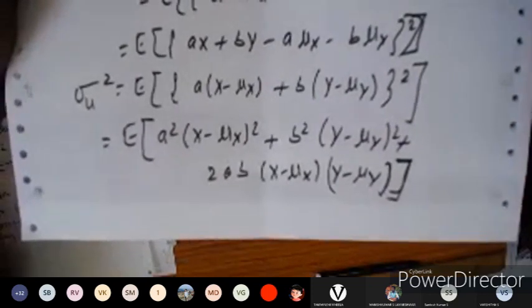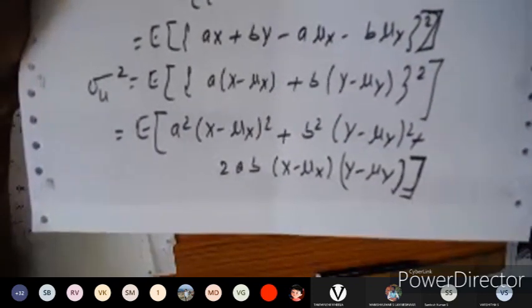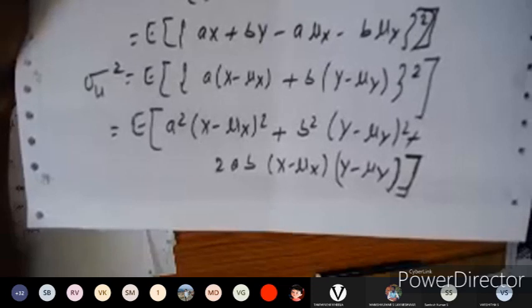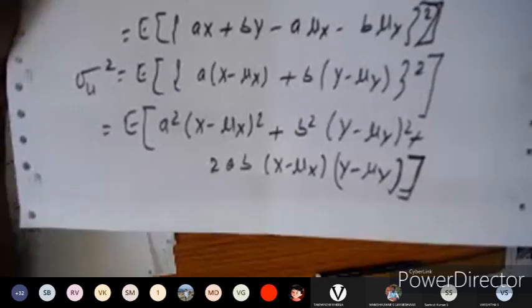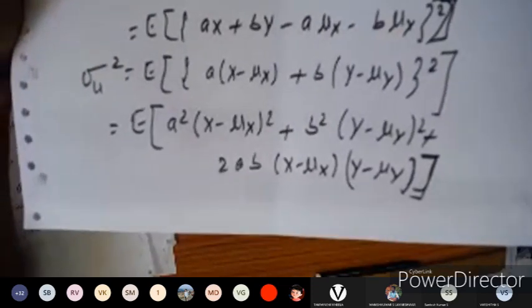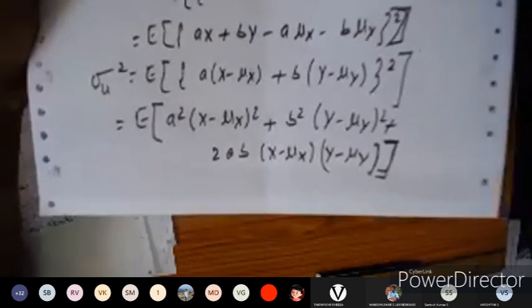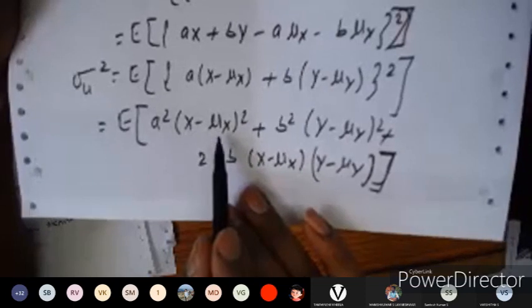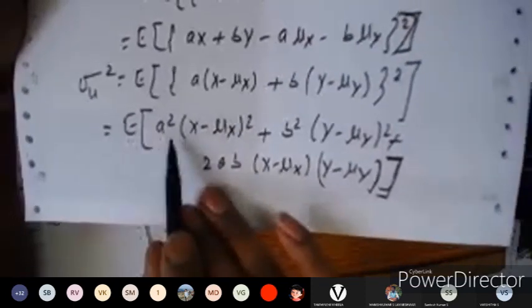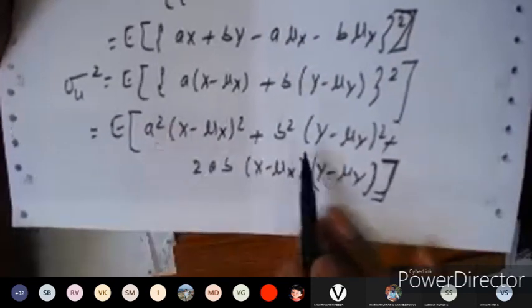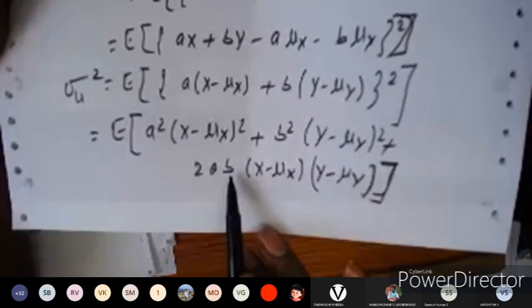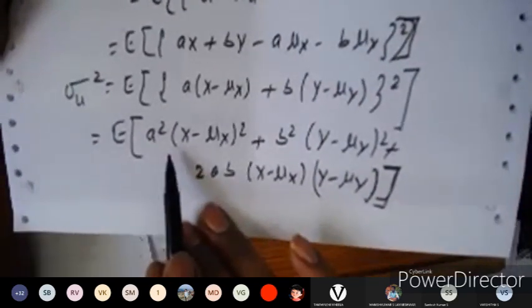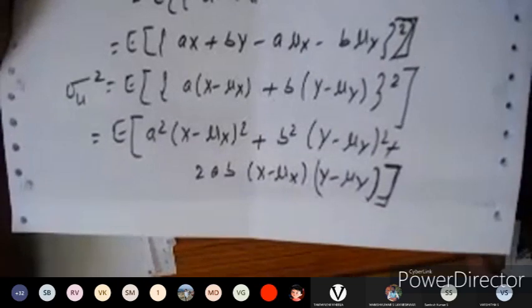Applied, no? So we applied the (a+b) whole square formula, so we got this here. Now I'm going to evaluate the expectation for the individual terms. Expectation of the constant: a square is a constant, b square is a constant, and 2ab is a constant. So let us see what we'll get here.